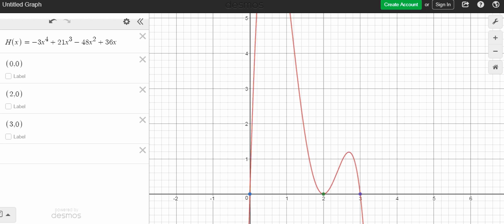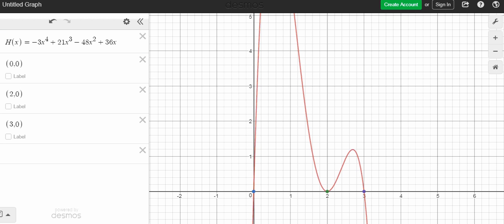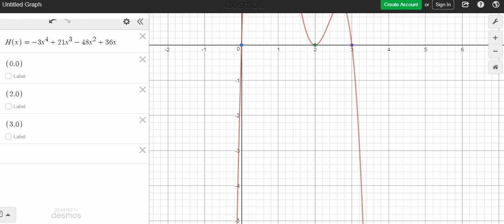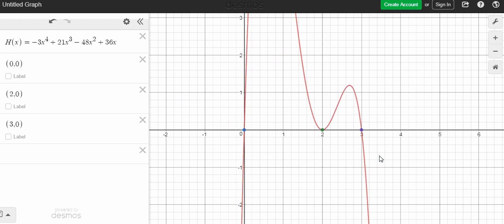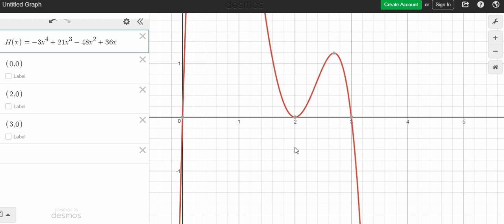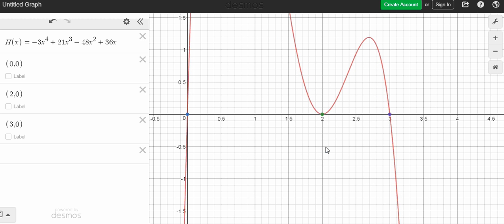What do I know about this guy? It won't zoom with that. What do I know about this function? What is special about this function? What can you tell me about this graph? We graphed this yesterday, right? What can you tell me about this graph?